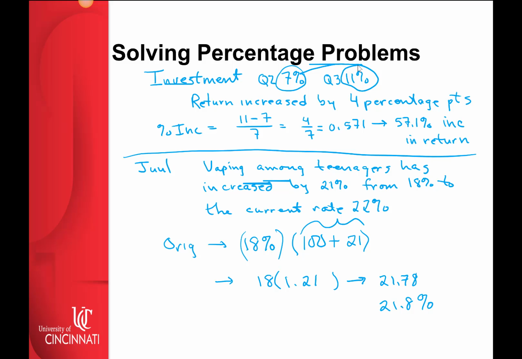Or, in the case of the second problem with the vaping, increased by 21%. That's not percentage point. That's a percentage problem. So it's 21% more than it used to be. Oh, wait a minute. That's the stuff we worked with at the end of last class and right here at the beginning of this one. Do you see why people can get this messed up?